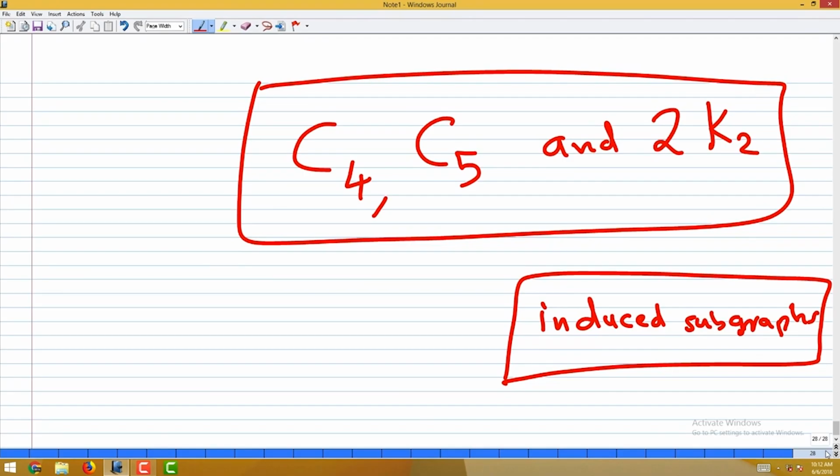Then of course, from this you have to prove that somehow. You can take it as an exercise: if these things are not there, then it has to be a split graph.